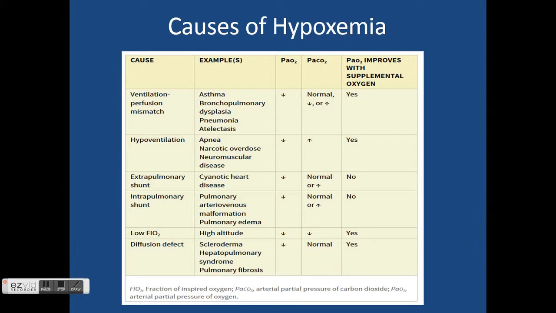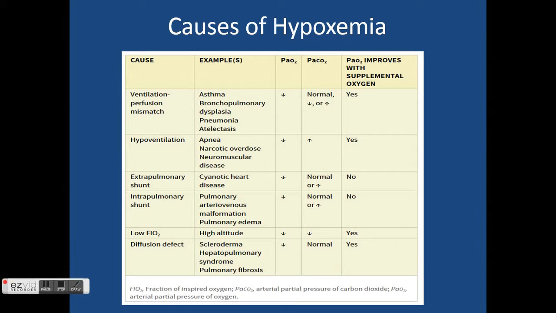Another cause for hypoxemia is some kind of extra pulmonary shunt. This is where the cyanotic heart disease kids come in. Okay, it doesn't matter what's going on, they will always have a low PaO2. Their CO2 may be normal or elevated depending upon how sick they are, and oxygen will not help. This is where we talk about the hyperoxia test. We'll talk about that later in the critical care section, but suffice to say, they will not respond to oxygen. Their PaO2 will not increase.